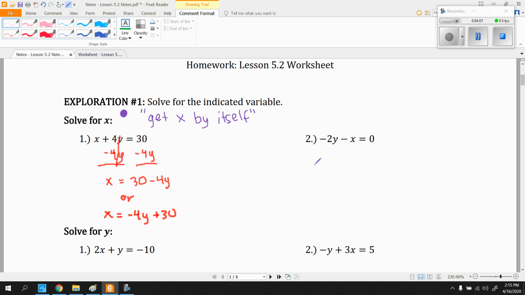Same process here. For number 2, get the x by itself. Solve for x. When I see solve for x, get the x by itself. There's different options here. I'm actually going to do this one 2 different ways. Okay, so some of us see this as, all right, there's a negative 2y here.